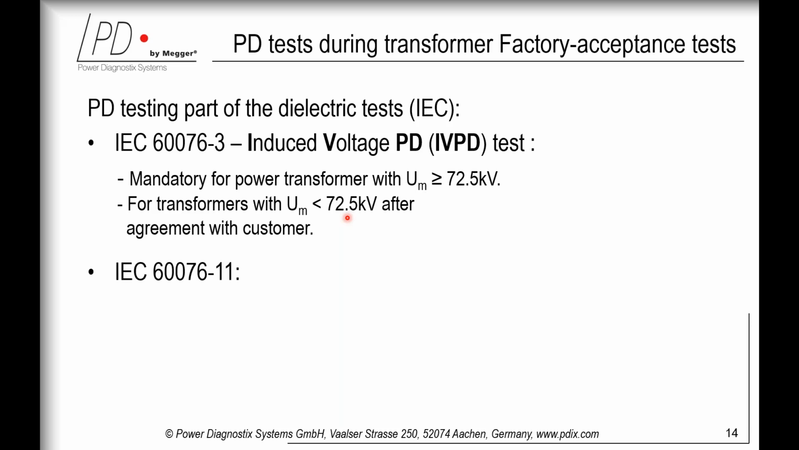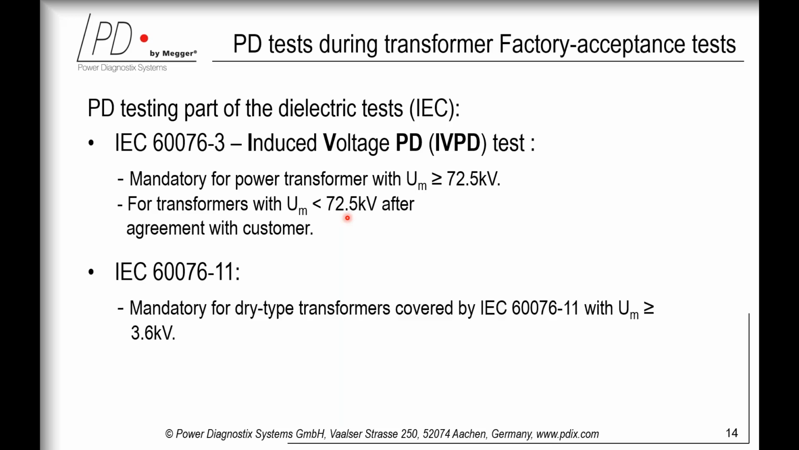PD testing for dry type transformers, according to the IEC 60076-11, is mandatory for all dry type transformers covered by the IEC 60076-11 with a maximum voltage above 3.6 kV. The dry type transformers falling under the regime of the IEC 60076-11 are all transformers with a maximum voltage below 36 kilovolts and a power rating above 1 kVA for single-phase transformers or 5 kVA for three-phase transformers.